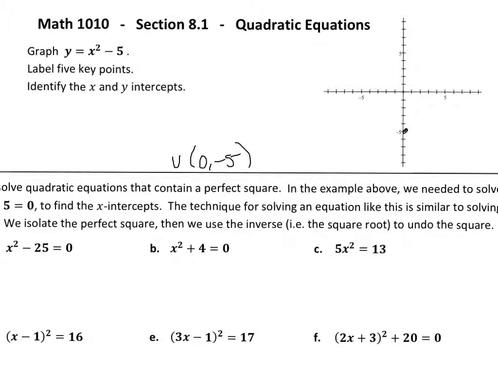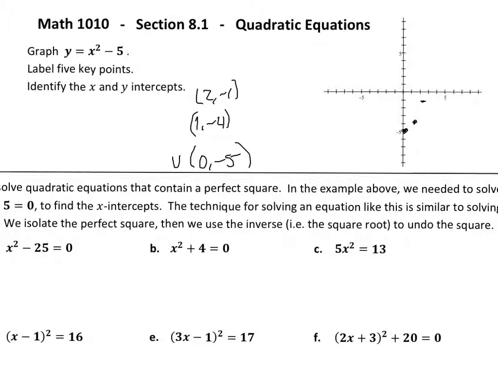Okay, so there's my vertex. Now we're going to label our points. This is a good review from last section. I'm going to go right 1 and up 1 squared. So what is that point now? 1, -4, good. Now I'm going to go right 2 and up, how many? 4. Up 2 squared, or 4. So what is that point? 2, -1, good.